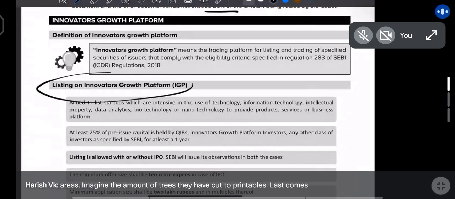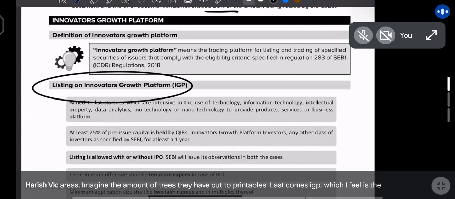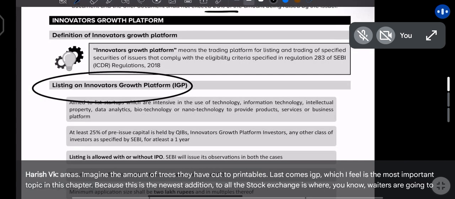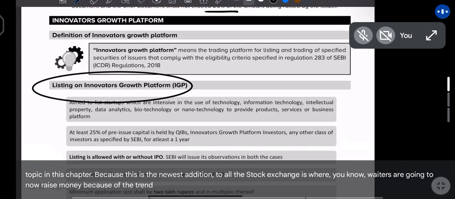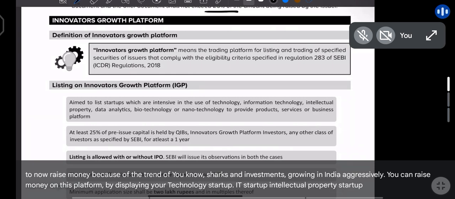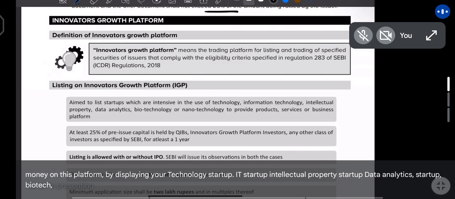Last comes IGP, which I feel is the most important topic in this chapter. Because this is the newest addition to all the stock exchanges where innovators are going to now raise money. Because of the trend of sharks and investments growing in India aggressively, you can raise money on this platform by displaying your technology startup, IT startup, intellectual property startup, data analytics startup, biotech, or nanotech startup.